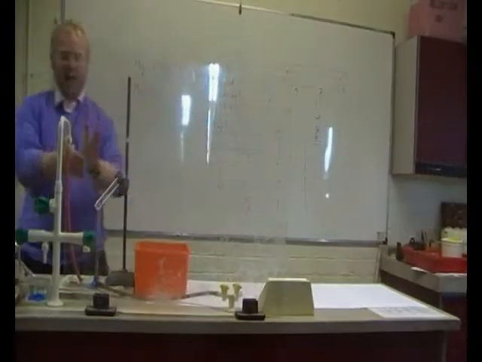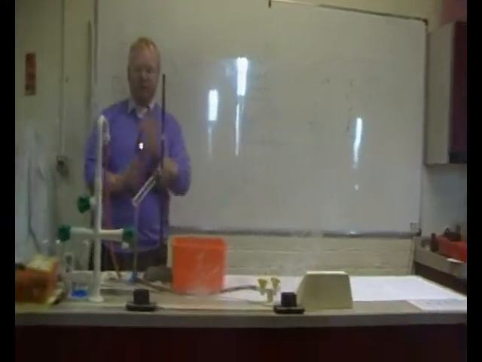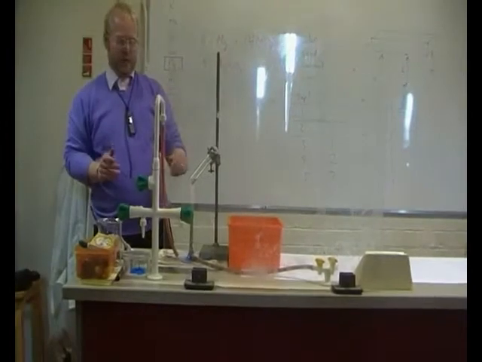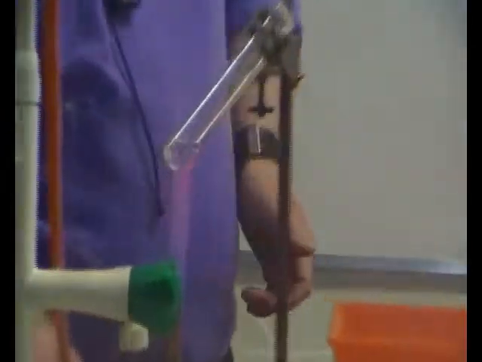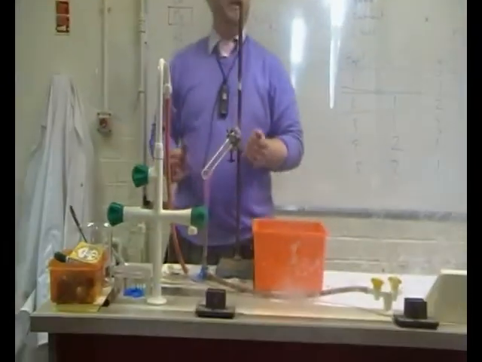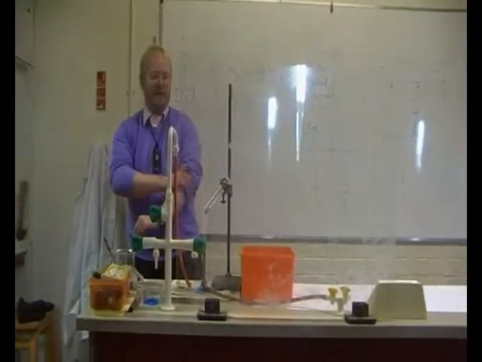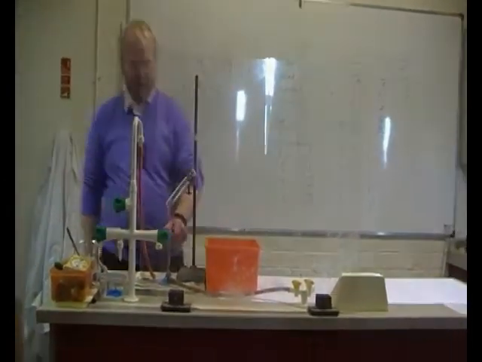Right, wax in a boiling tube being melted. In order to get this to work, we need to let it melt, and then we need to bring it up to a rolling boil and heat it for a few minutes. It's a bit like cooking. We need to get it ready.